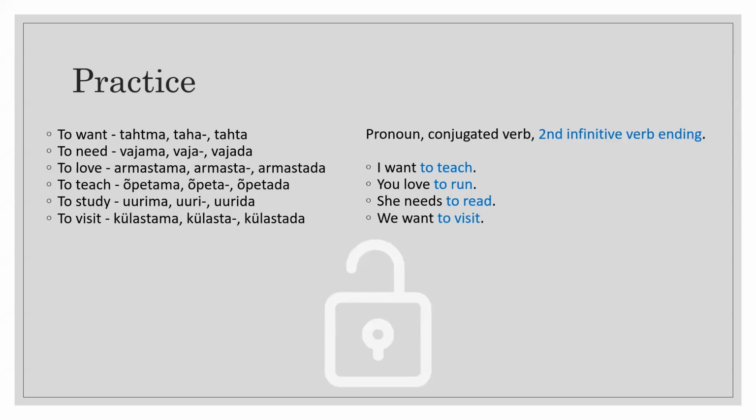Now that we know the rule, let's get some practice in. On the left, we have this word bank. We have the word in English, and then the MA infinitive, the conjugation stem, and then the DA infinitive. On the right, we have these example sentences in that same order: pronoun, conjugated verb, second infinitive verb ending. And I want you to go ahead and practice these based off of the word bank. Practice conjugating your verbs and then using the second infinitive in the sentence.